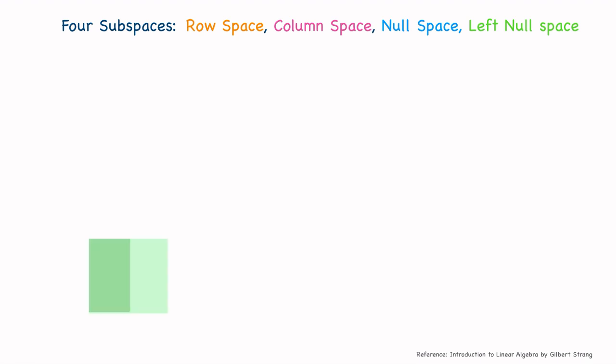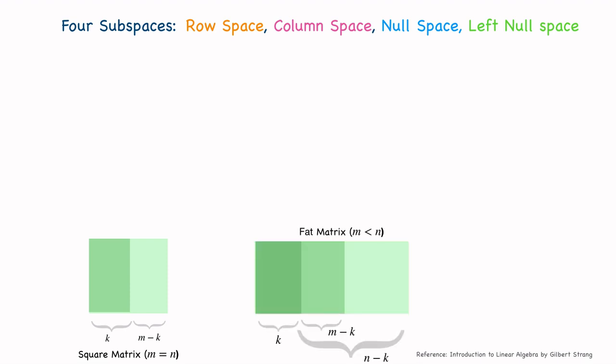So there are 3 different cases. Once again, we have a square matrix where it has k independent vectors and there are m minus k dependent vectors. If it is a fat matrix and it has k independent vectors, how does the solution for a null space exist? We'll be seeing that. And for the tall matrix also, we assume that there are k independent vectors, and we will see what kind of solutions it would be having.